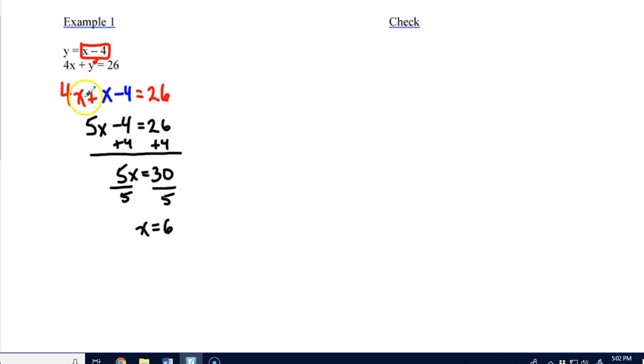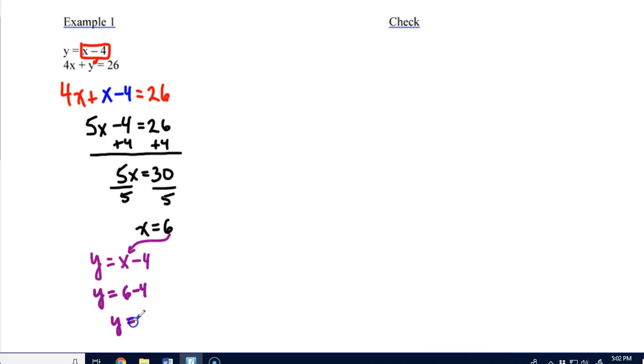Okay, so I think I've got the x coordinate, but I need to find the y, right? I can pick either one of these equations. I like the top. It looks a little easier. It's already solved for y. So I'll write out that equation. And now I will make a substitution of x, 6 in place of x, right?